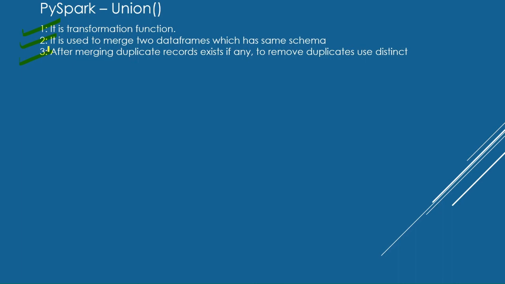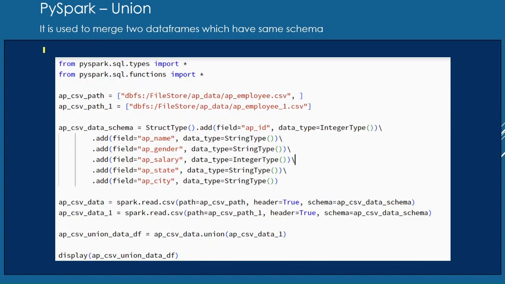We have already seen how the distinct function works in PySpark in one of the videos in this video series. If you haven't watched it, go and watch it, then you will be able to figure out how the distinct functionality works in PySpark. In this exercise, we are going to see how to merge two data frames into one data frame using union.